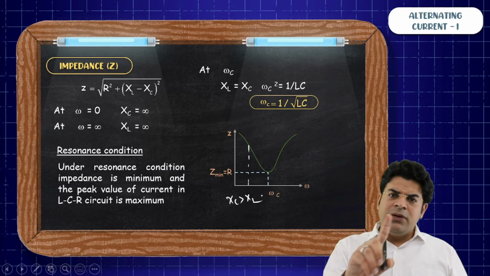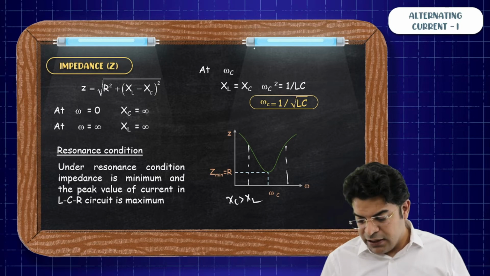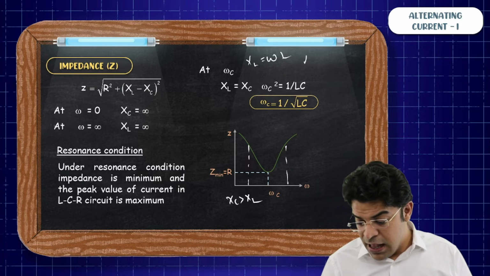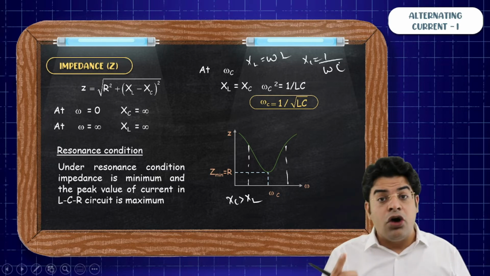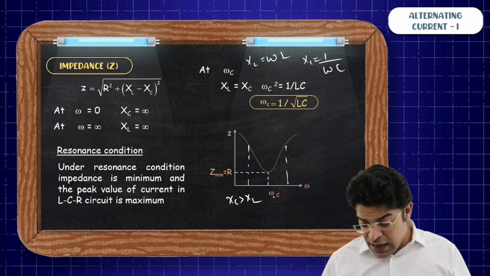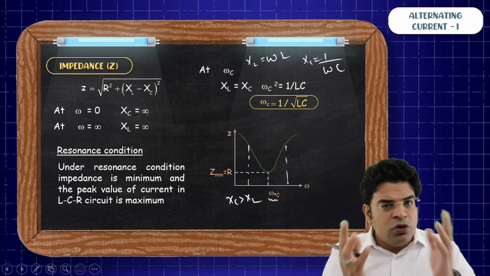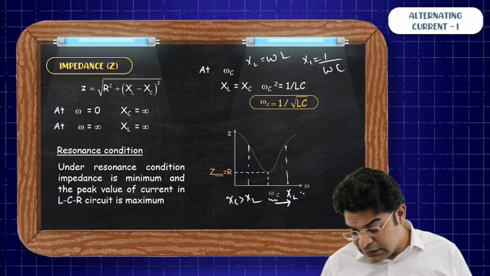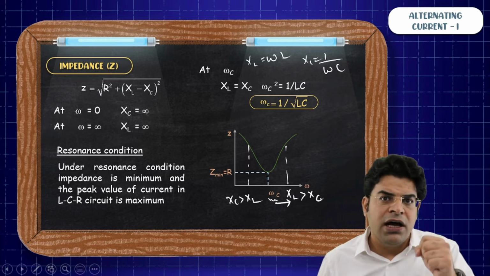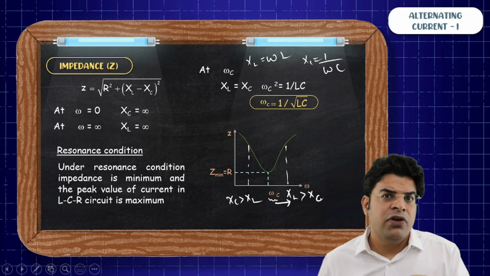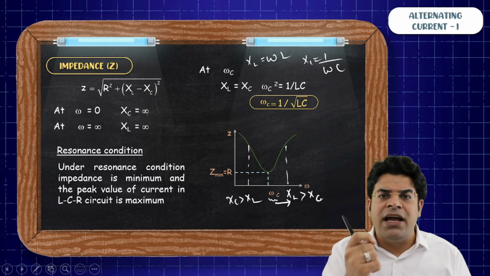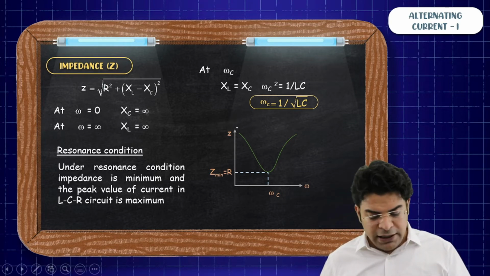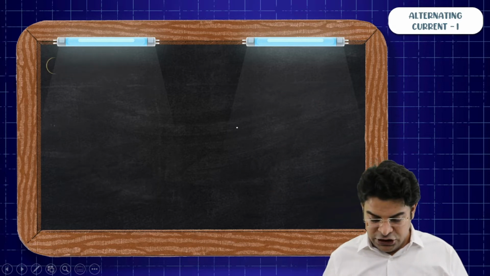For any frequency more than resonance frequency, we know that XL equals omega L. So as omega increases, XL increases. XC equals 1 by omega C. As omega increases, XC decreases. At the resonance frequency, both of them are equal. So for any frequency greater than the resonance frequency, XL will be greater than XC. So the inductor's tendency will lead, and hence the current will lag in phase compared to the potential. Now keep this diagram in mind and let's talk more about the resonance condition.